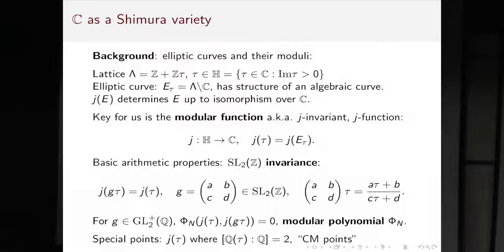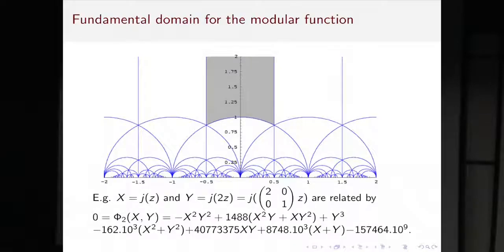And just to mention some basic arithmetic properties, it's invariant under SL2Z, acting as fractional linear transformations. On the other hand, it's a transcendental function, but if you take J of tau and J of g tau for any rational 2x2 matrix with a positive determinant, then those two functions are algebraically dependent. They're related by a polynomial called a modular polynomial. And I just want to mention that the special points in C are the J invariants of elliptic curves with complex multiplication, which are just the images of quadratic points, the J of tau for tau quadratic. So here's the classic picture of the fundamental domain.